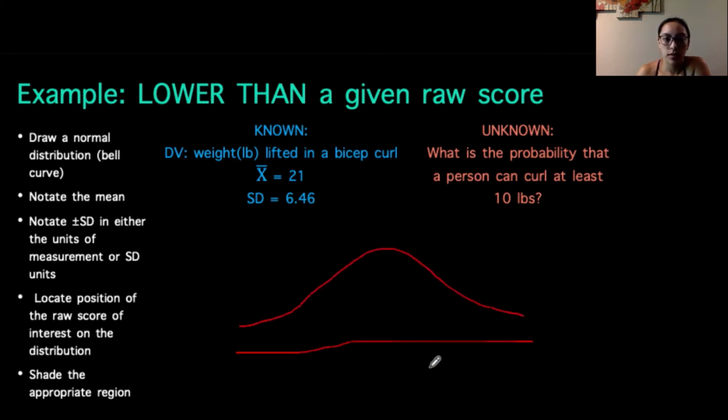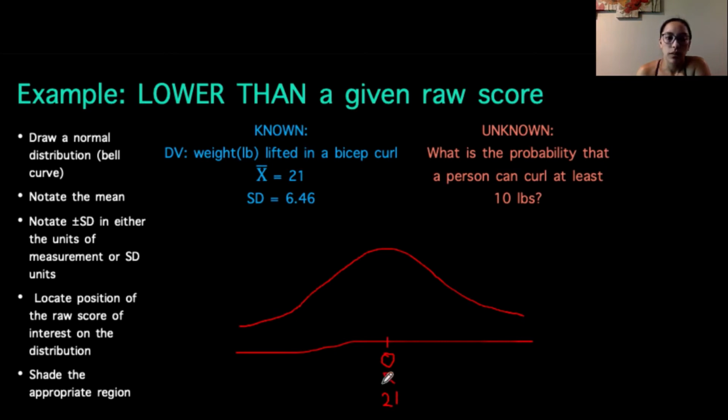So, normal curve. We then notate where the mean is, so again you can either write 0, or you could write x bar, you could say x bar is 21 and write the actual mean. For this example, we're saying that our dependent variable is the weight in pounds lifted in a bicep curl, and what we want to know is the probability that a person can curl at least 10 pounds.